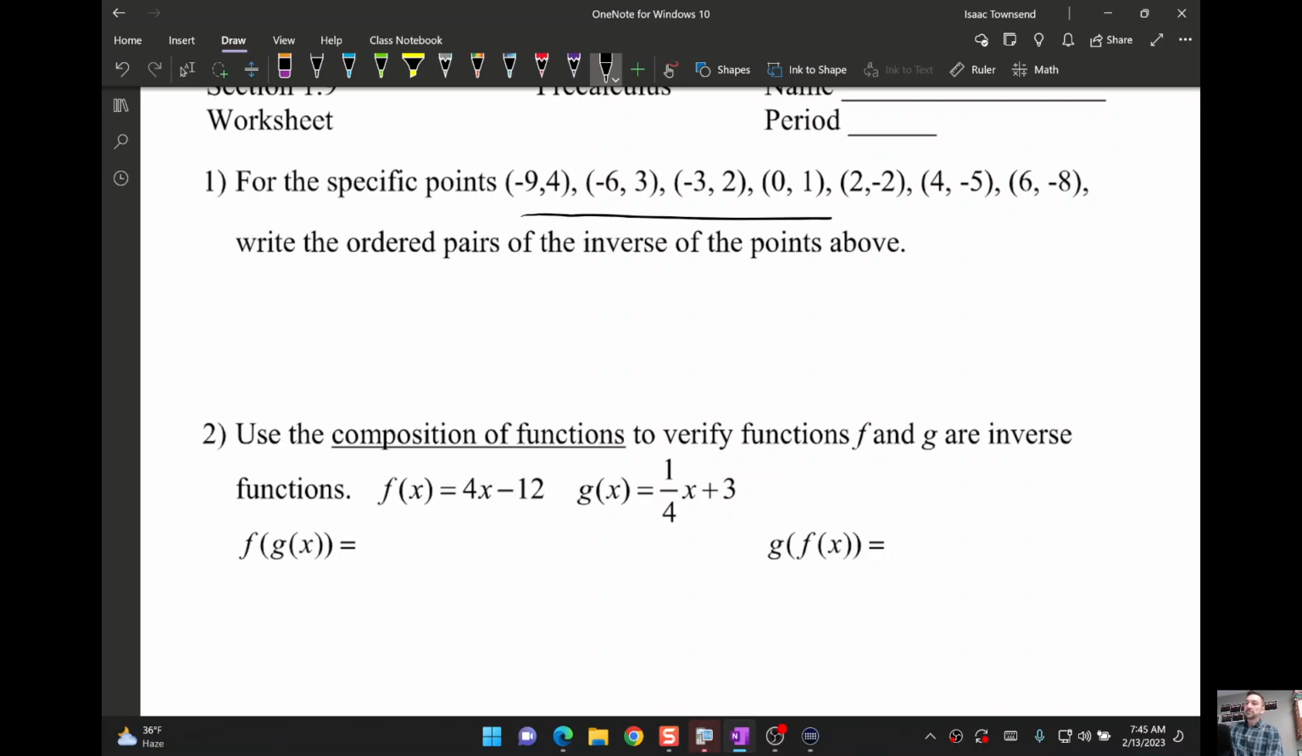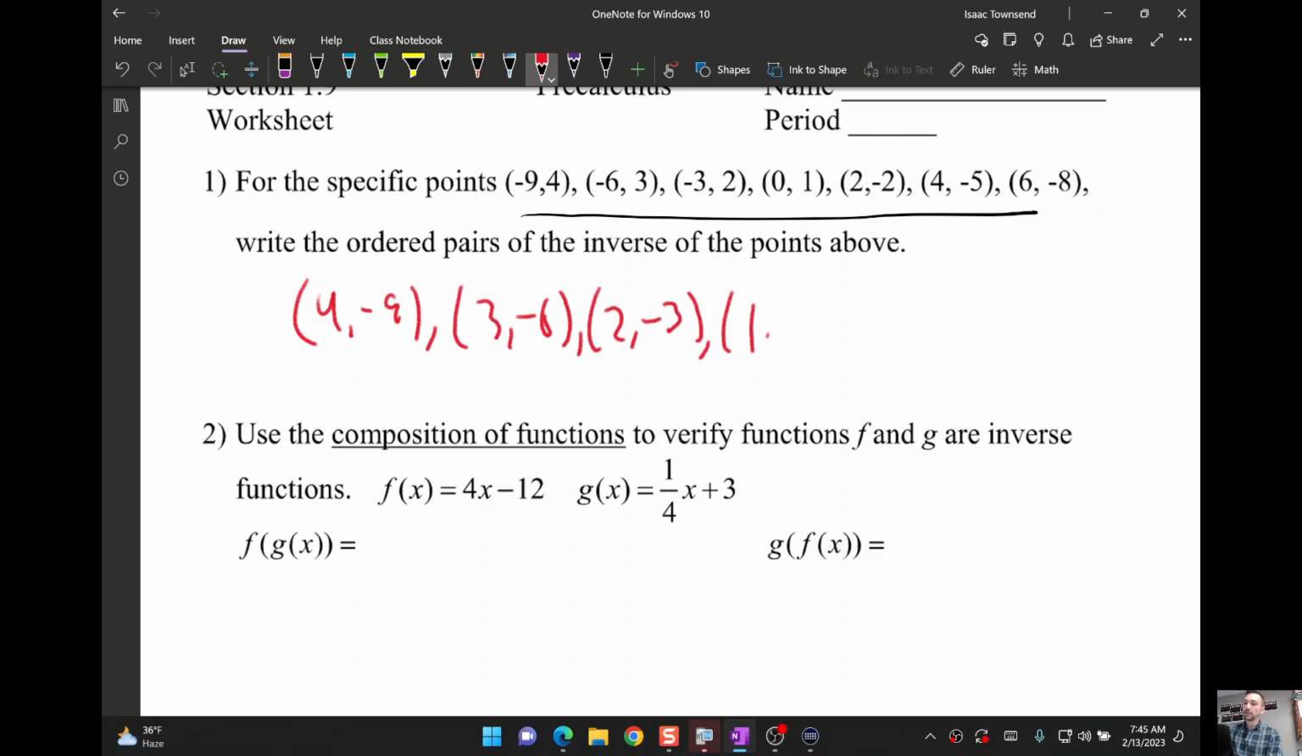Okay, so given these points, you should be able to give the points that would be on the inverse. I don't know why there's so many points, but all inverse means is you're switching input and output, swapping x and y.